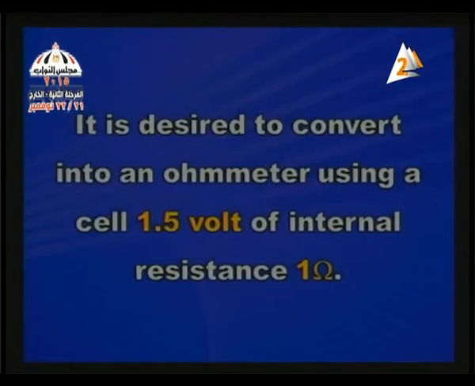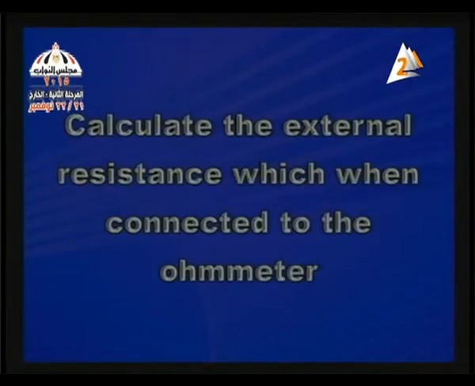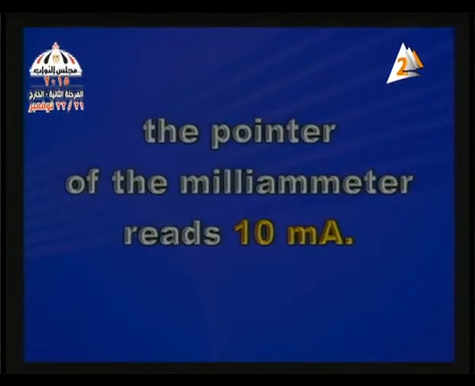We want to convert the milliammeter into an ohmmeter, and we'll give you a cell of 1.5 volt. The internal resistance of the cell is 1 ohm. Calculate the value of the external resistance which, when connected to the ohmmeter, makes the pointer of the milliammeter read 10 milliampere. Let's do it one by one. First of all, the resistance of the galvanometer of the milliammeter is 5 ohm. Rg equals 5 ohm. Full scale deflection, which is Ig, I maximum, is 15 times 10 power negative 3 ampere.